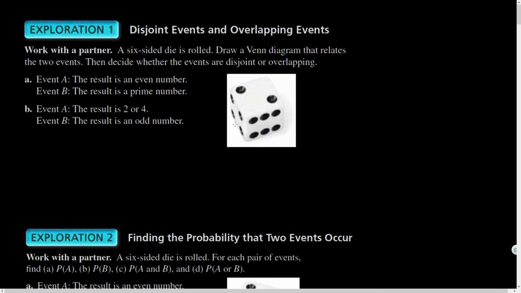Mr. Waddy here, looking at Alg2.10.04, probabilities of disjoint and overlapping events. Here are some exploration problems. I think they'll help us quite a bit in understanding these concepts, but feel free to skip ahead to the examples if you'd like.